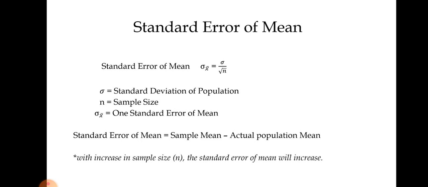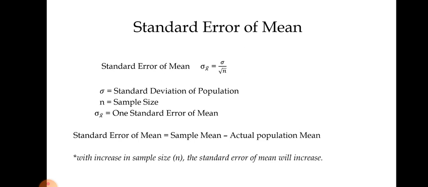Standard error of mean, which we have already discussed. It is the standard deviation of a population divided by the square root of population size. The standard error of mean tells about the difference between the sample mean and the actual population mean, or you can say how much the sample mean deviates from the actual population mean.